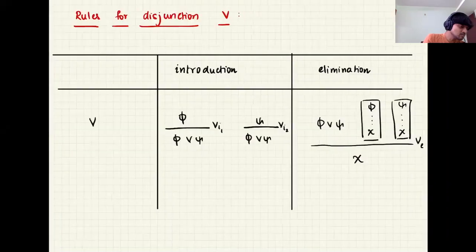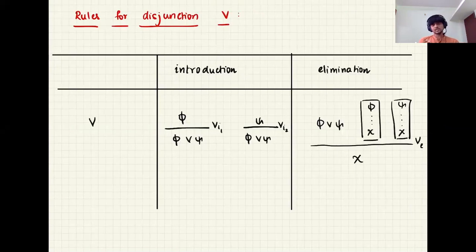So let me now give you the last set of rules for today. Okay. So far we have seen rules for AND, we have seen rules for implies. Now I will give a set of rules for OR. So once again, there will be an introduction rule and an elimination rule. Okay. So when can I introduce OR?